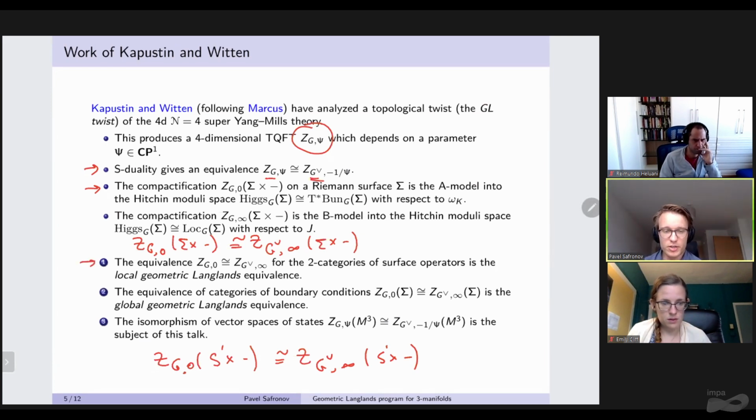Something I've already talked about is the case of the surface. If you compactify on the surface, you get an equivalence of 1-categories, and this is the global geometric Langlands correspondence. What I want to talk about now in this talk is what's going on for 3-manifolds. So if you compactify on 3-manifolds, you get 1-dimensional TFTs, so you get an equivalence of Hilbert spaces. Okay, so I want to say a few words about what these Hilbert spaces are.